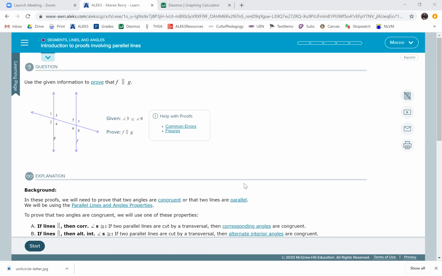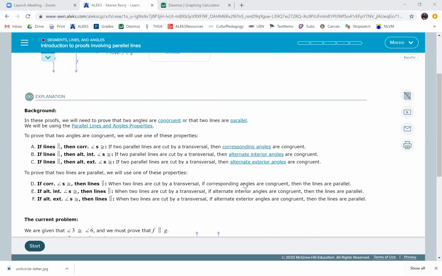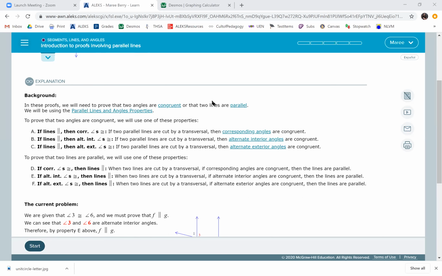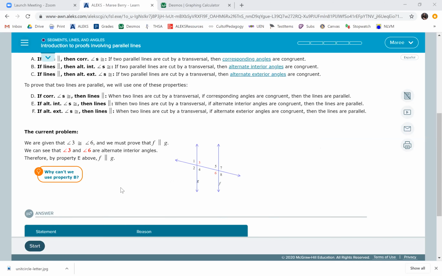So they're talking about these properties that we've talked about. If two lines are parallel, then corresponding angles are congruent. And then it also goes the other way. If corresponding angles are congruent, then lines are parallel. So I think we're going to use alternate interior, alternate exterior, and corresponding angles the most.